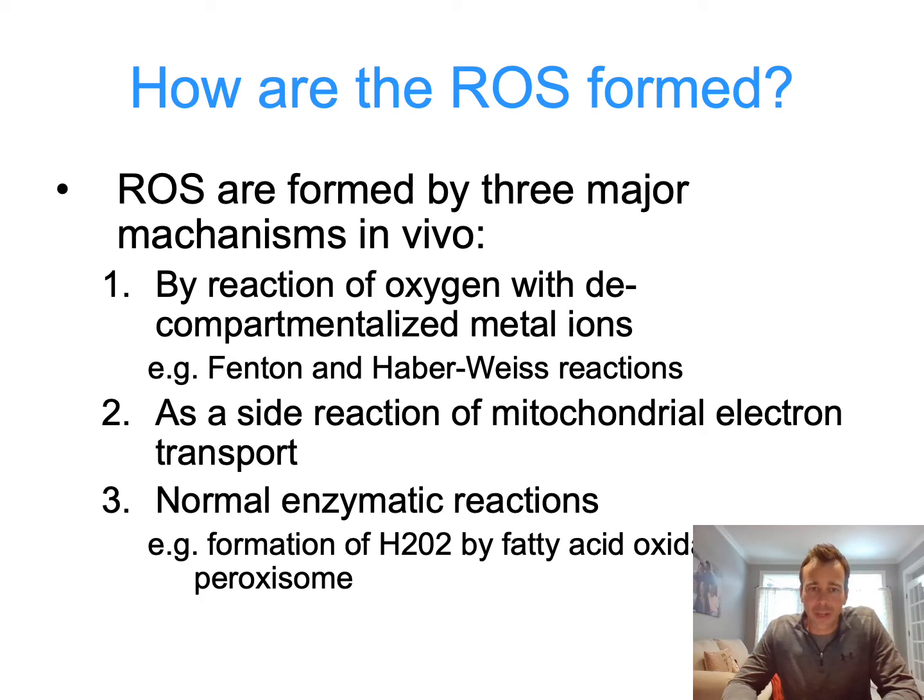These can be formed by three major mechanisms in vivo: either by reaction of oxygen with metal ions, such as the Fenton and Haber-Weiss reactions, for example, which I'll talk about again in a minute; or as a side reaction of the mitochondrial electron transport chain; or by normal enzymatic reactions such as the formation of hydrogen peroxide by fatty acid oxidases in the peroxisome.